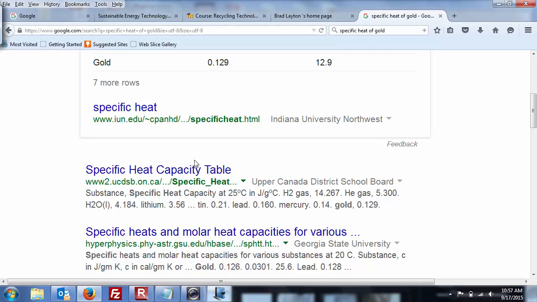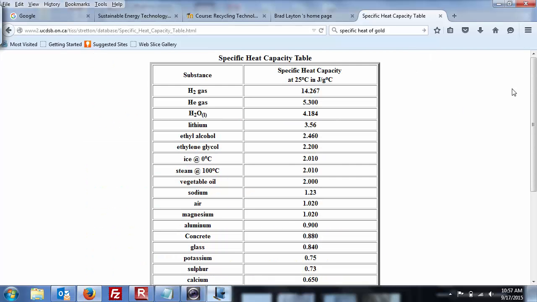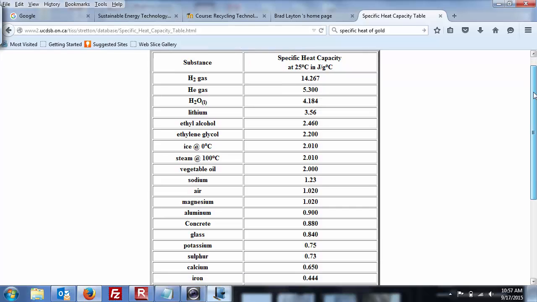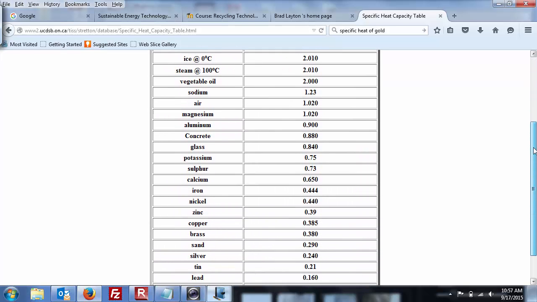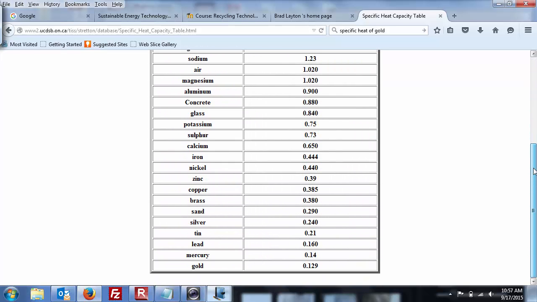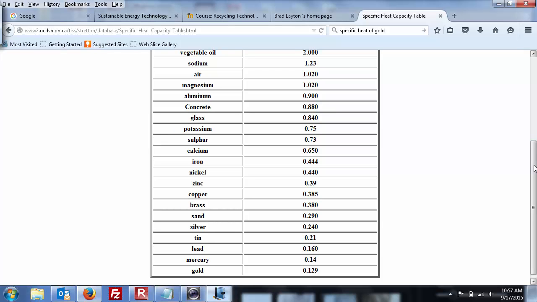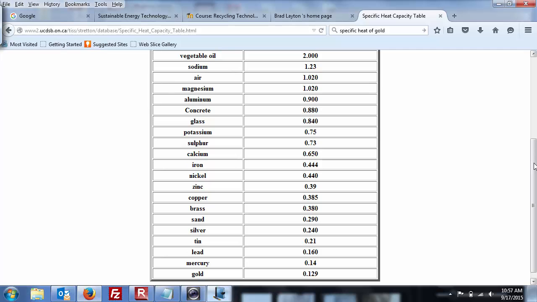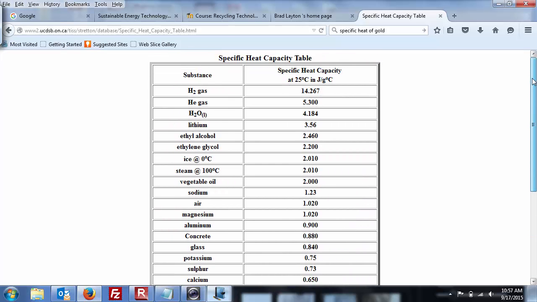So let's see. We'll look at a couple of things. So here's University of... Okay. So we're looking at 0.129. Sorry, 0.129. Getting dyslexic here in my old age.